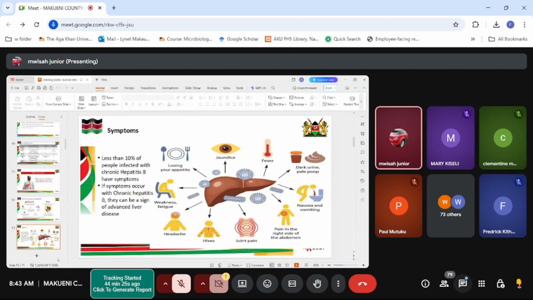Symptoms. Less than 10% of people infected with chronic hepatitis B have symptoms, and if symptoms occur with chronic hepatitis B, they can be a sign of advanced liver disease. These include losing your appetite, weakness or fatigue, headache, hives, joint pains, pain in the right side of the abdomen, nausea and vomiting, dark urine or pale stool, fever and jaundice.